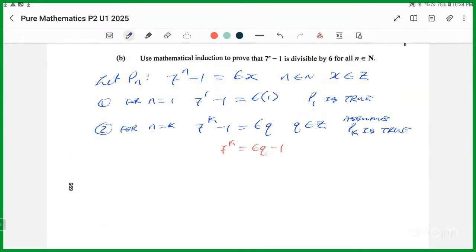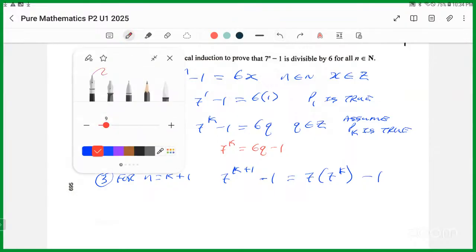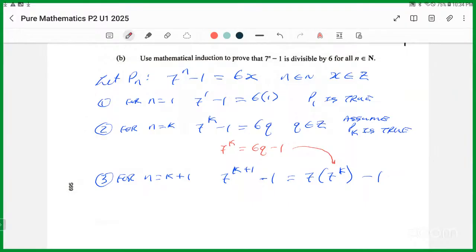So step 3 is for n equals k plus 1. This thing up here becomes 7 to the k plus 1 minus 1. We don't write anything with 6 in there to prove it. We're going to split this up, and that becomes 7 times 7 to the k minus 1. This is 7 to the 1, and then this substitution now, we drop inside here for that 7 to the k.